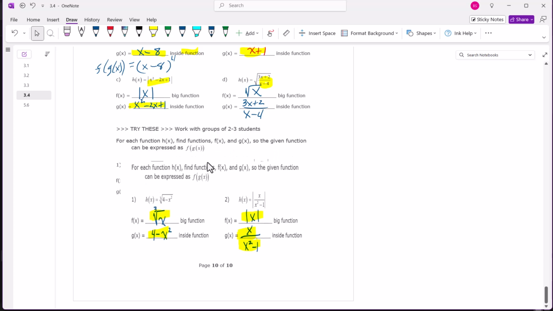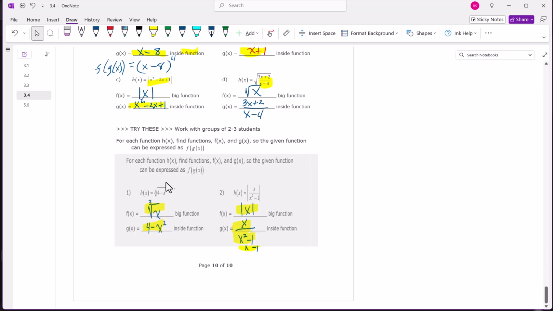Okay, so with this one, this is what you should have come up with. The inside function is 4 minus x squared. The big function is the square root of x, or cube root of x. The inside function is x over x squared minus 1. The big function is absolute value of x. All right, so that will wrap up this video.